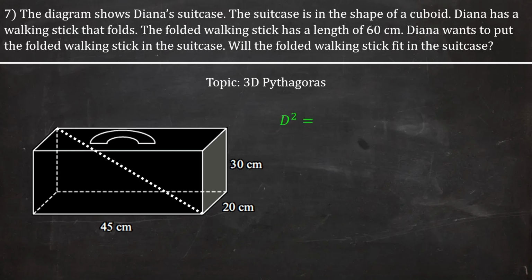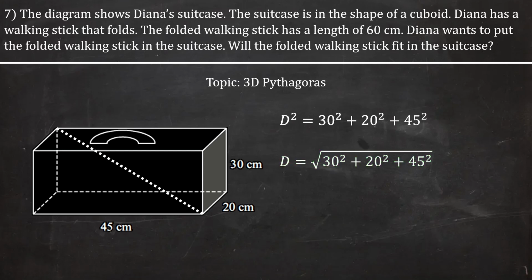Now you can only do that if you're finding the whole diagonal of a cuboid, not for any other shape. But if it is a situation, you can just do that. The diagonal squared is equal to each of the shorter sides squared added together. To solve this, you take the square root of both sides, so the diagonal is going to be the square root of 30 squared plus 20 squared plus 45 squared.